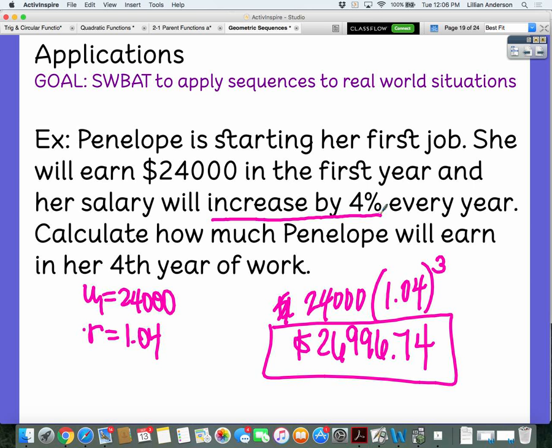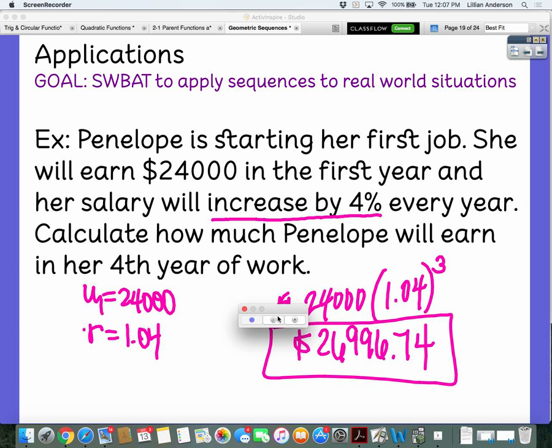Okay? If it said her salary decreased by 4%, what would have been your ratio then? What would it have been? If we're talking about a decrease in her salary, it wouldn't be negative. What would it be? Say it said decrease by 4%.